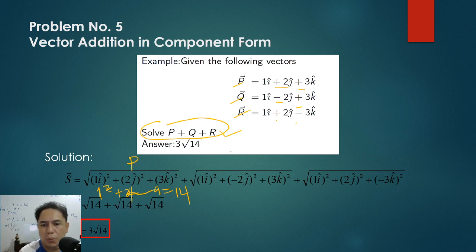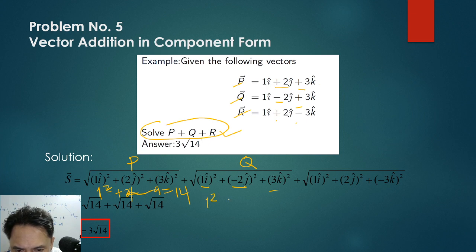What about the Q? So let me tag this as Q. So Q has 1i, negative 2j, then plus 3k. So let me square this before we extract the root. We first square everything. So 1 squared plus this one, negative 2 times negative 2 is positive 4, so we don't have a problem with that. Then here, 3 squared is 9. So 9 plus 1 is 10, plus 4 is 14, which is square root of 14, because there's a root here.